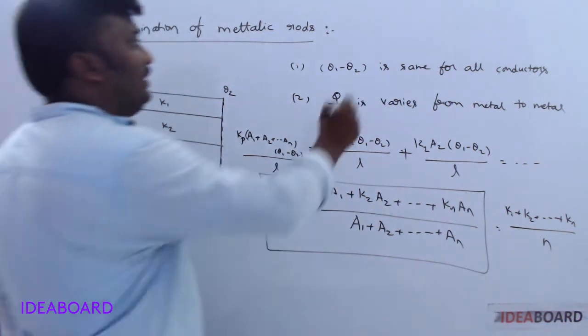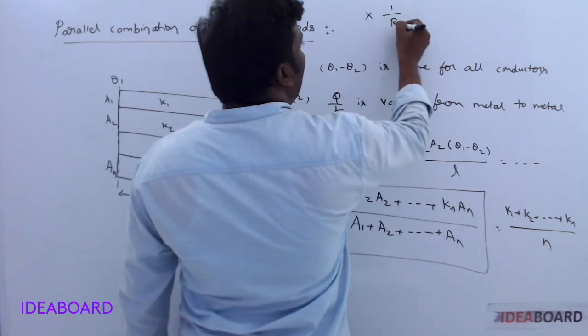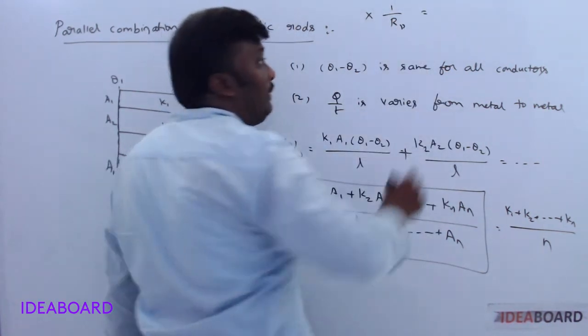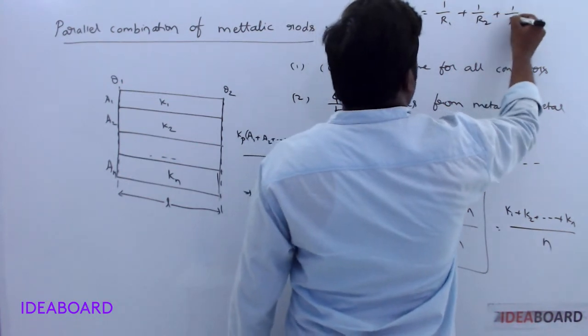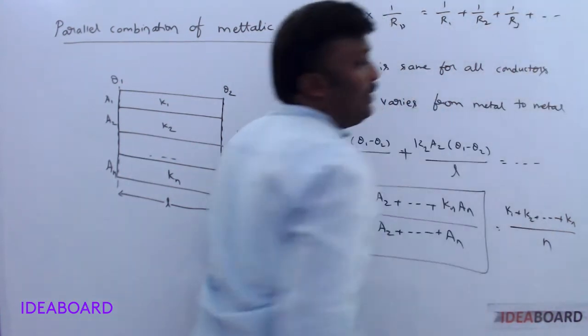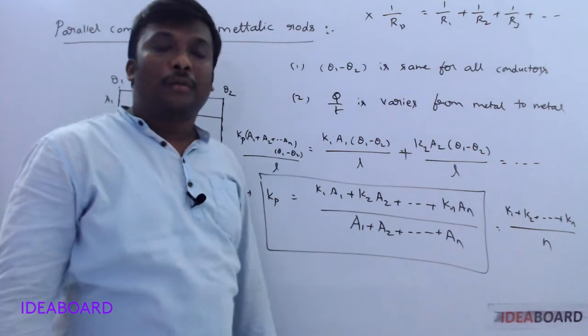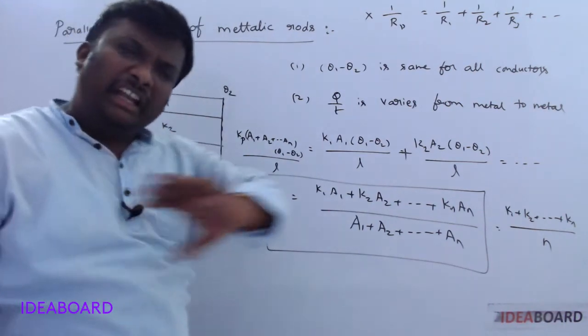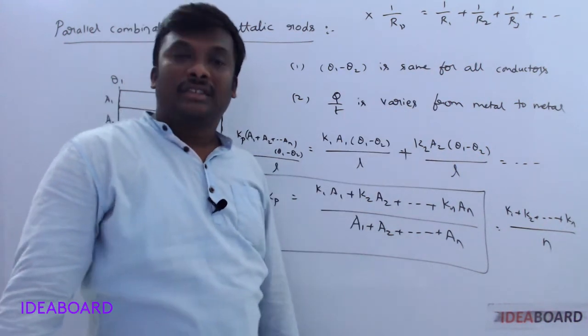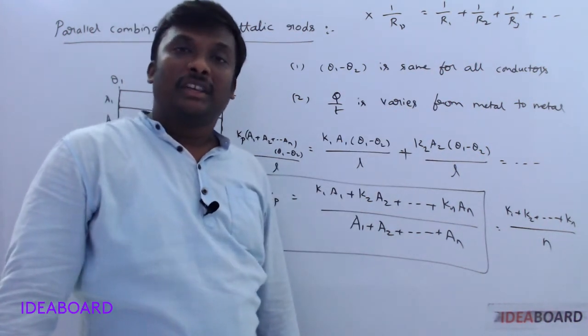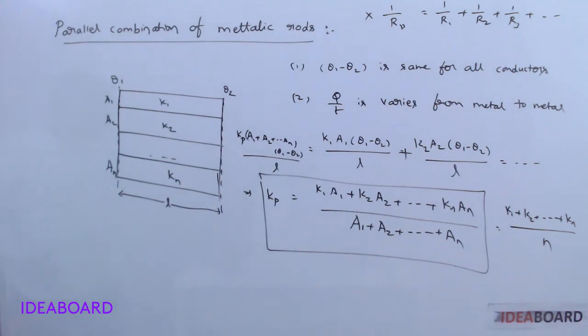Finally, the effective resistance in parallel combination: we know the formula 1 by R equals 1 by R1 plus 1 by R2 plus 1 by R3 plus so on. The simplest way of doing numericals is to replace each rod by a resistor, then the numerical becomes easy for us. Clear?